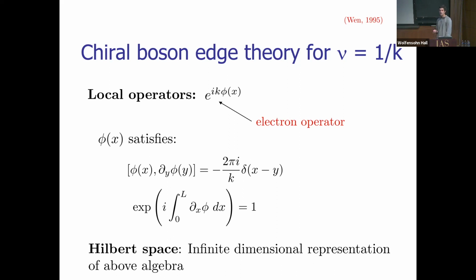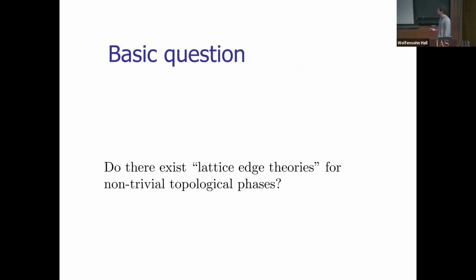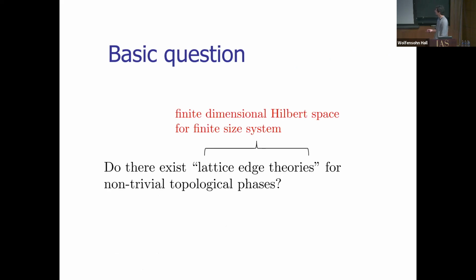The question in this talk is whether we can find edge theories that are not like this, that are not described by continuum fields and do not have infinite dimensional Hilbert spaces. So the basic question is, do there exist lattice edge theories? What do I mean by a lattice edge theory? The precise definition that I'll use in this talk is that a lattice edge theory has a finite dimensional Hilbert space, or more precisely, a finite dimensional Hilbert space for a finite size system. Of course, as we make our edge longer and longer, the Hilbert space dimension should scale exponentially with the circumference, but it should still be finite for a finite size system. If that's the case, I'll call it a lattice edge theory. That should be contrasted with the previous example, where the edge theory has an infinite dimensional Hilbert space, even for a finite size droplet.